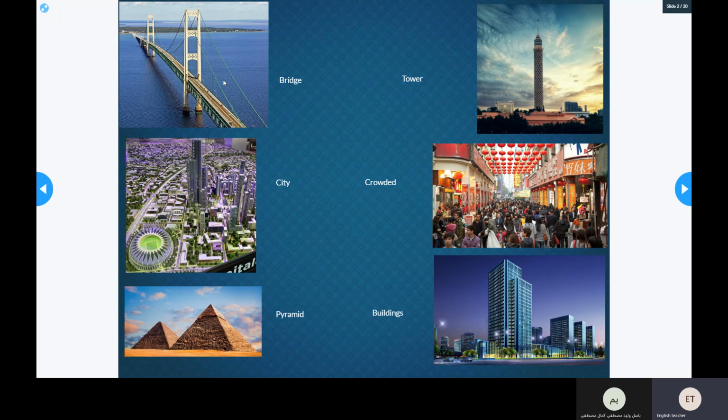We can find also in Egypt, Tahya Masr Bridge, very good. And this is a model of the city. Pyramid, and we have in Giza 3 pyramids. Tower, and this is crowded. So all the cities have some places which are always crowded, and you can find, especially Bangkok in China, it's very, very crowded, as you can see in this picture. And buildings, the city, as you can see in the picture, it has many buildings, like this building over here.